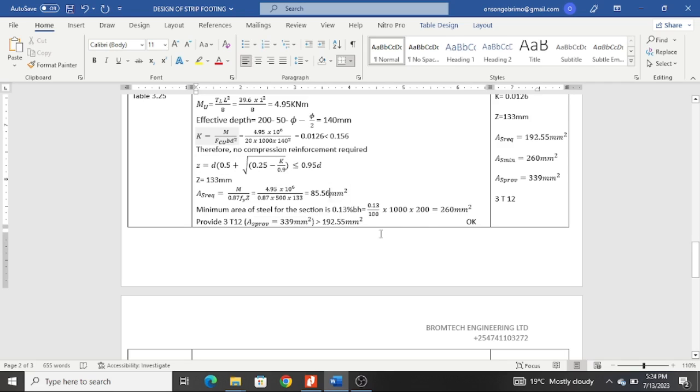Remember, now you are considering the 1 meter direction, so you get 260 millimeter squared. Therefore this requires that you provide reinforcement that is going to have a larger area of steel than 260. When you provide 3 T12 bars, you're going to have 339 millimeter squared reinforcement, which is basically greater than 260.